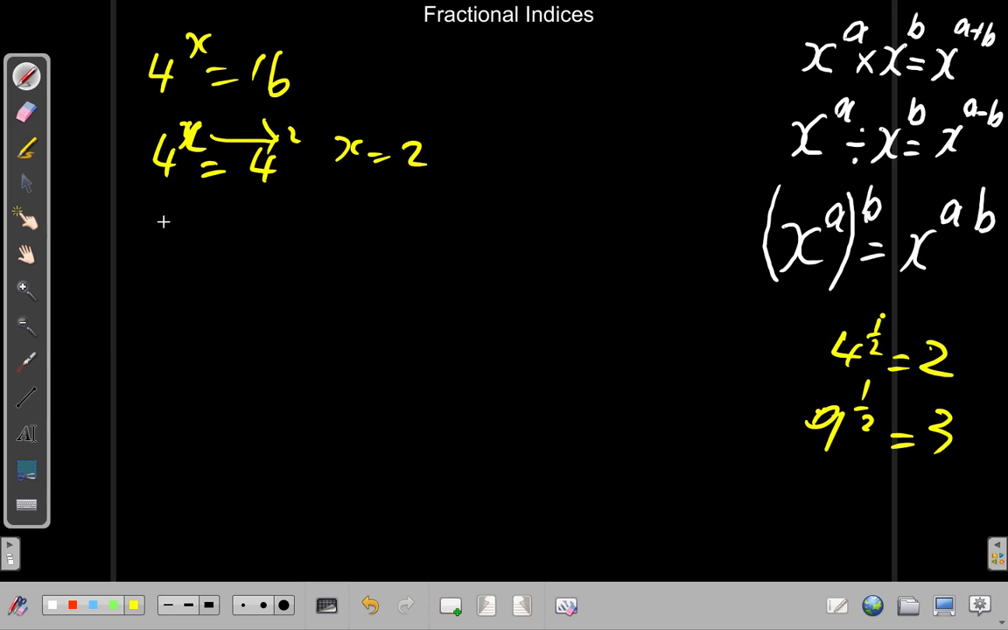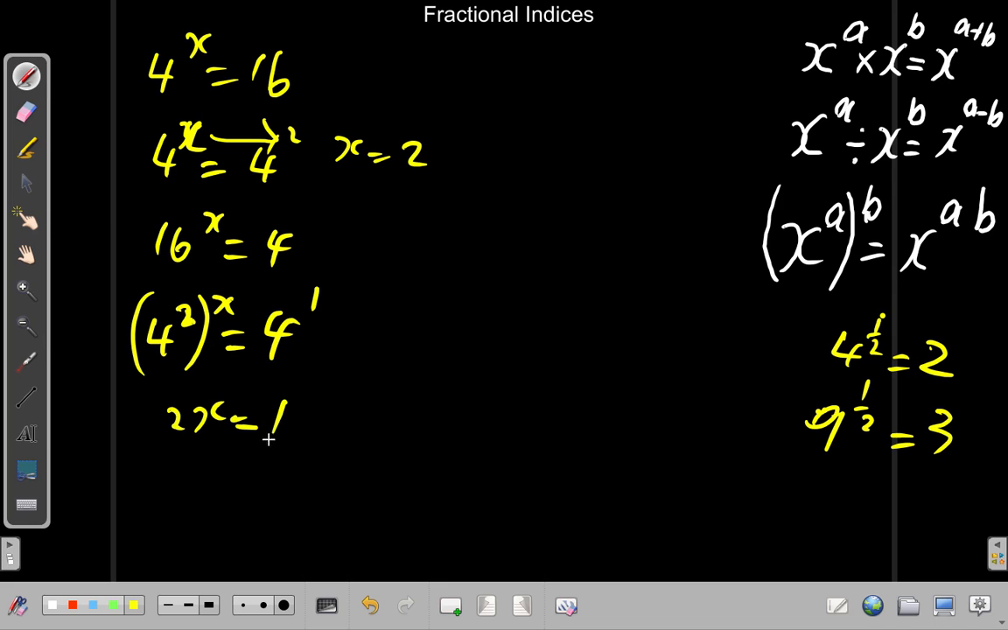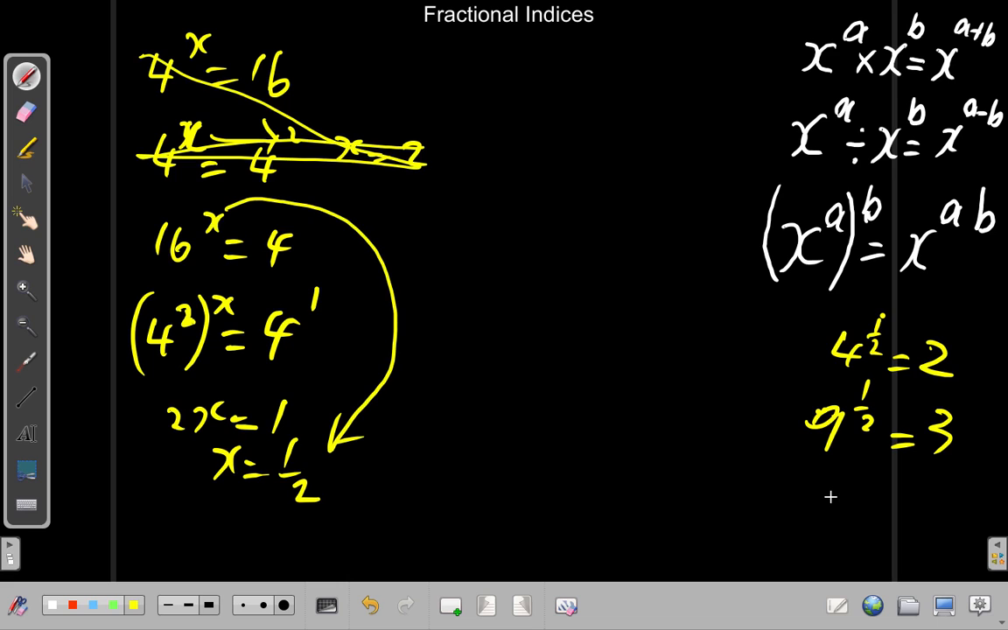Now, if we have 16 to the x equals 4, 16 can be written as 4 squared, so 4 squared to the x equals 4, and 4 is 4 to the 1. So 2x equals 1. So x would be half. In this case, x is half. So 16 to the half is equal to 4. Alright.